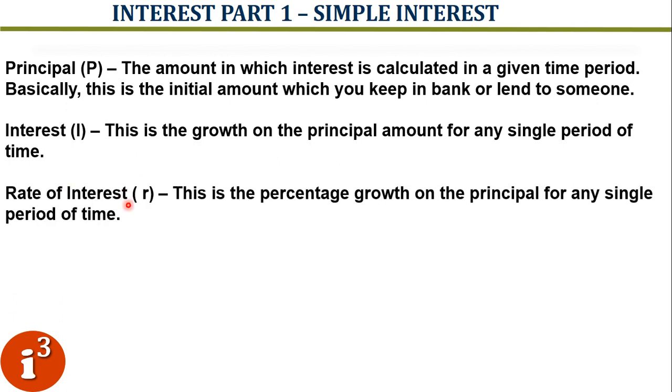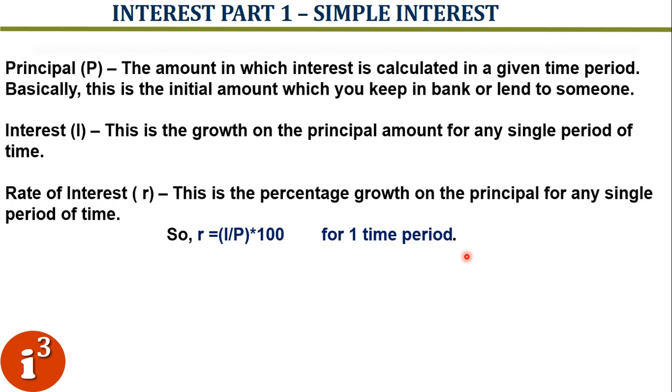What is rate of interest? Rate of interest is denoted by R. This is the percentage growth. So growth is the interest amount, and that growth as a percentage of the principal, for any single period of time, will give you the rate of interest. From the basic percentage formula we know, rate will be the interest grown divided by principal, into 100, for one time period. So this will give you the rate of interest per time period. Per time period, how much percentage the principal is growing. This is the basic definition of rate of interest.